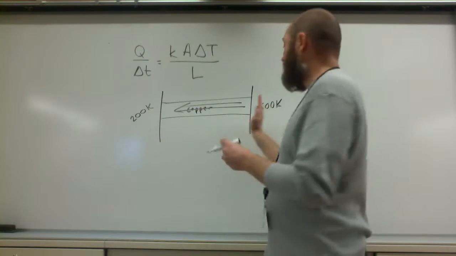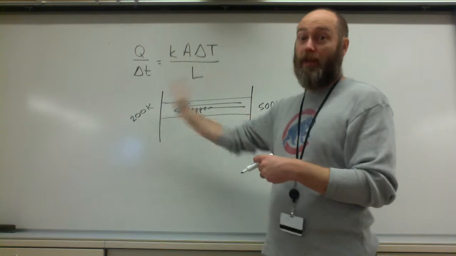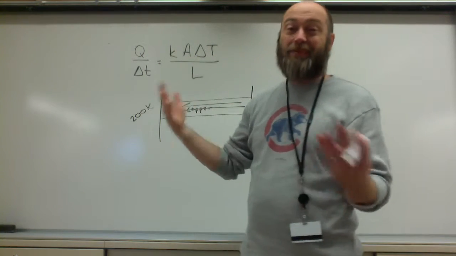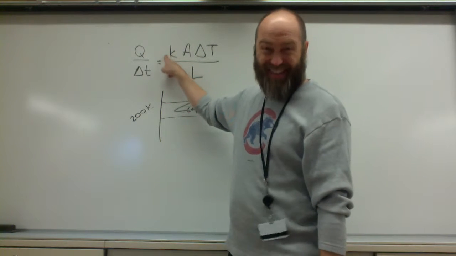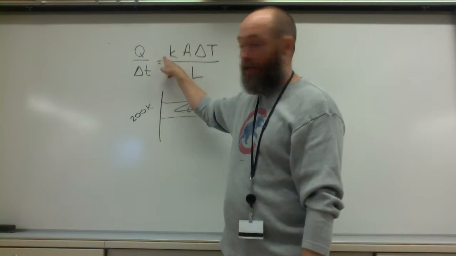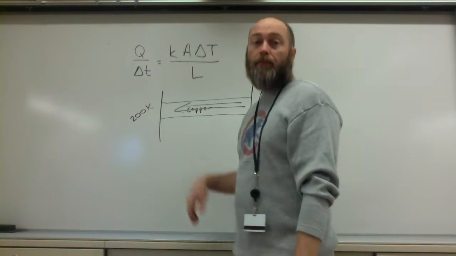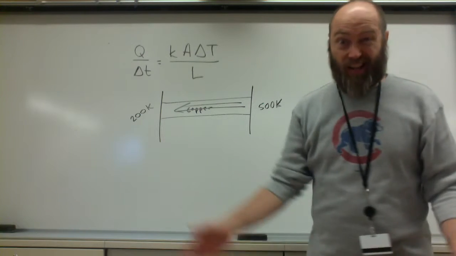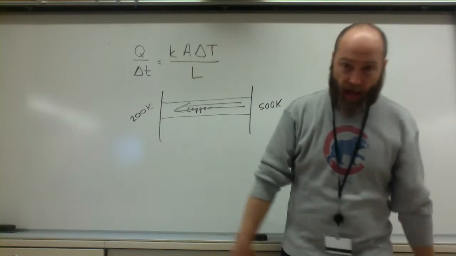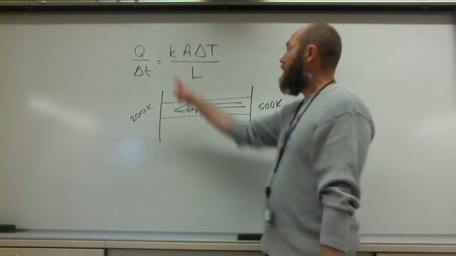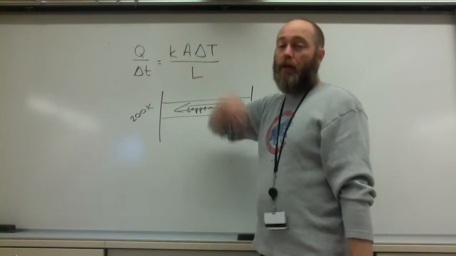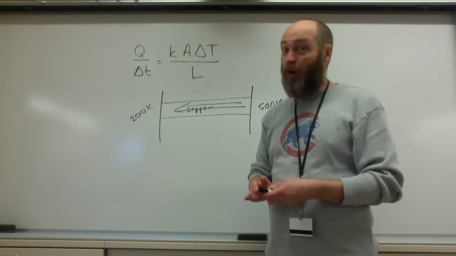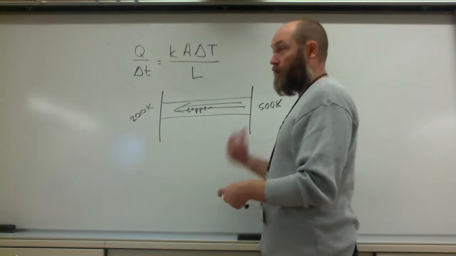Well, the rate that the heat is going to transfer through this depends on some stuff. It depends on K. This is the thermal conductivity of the material. Things that are metal are going to have a higher K. Things that are, for example, plastic or glass are not good conductors of heat, so the K will be smaller.